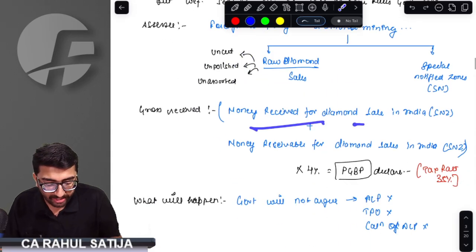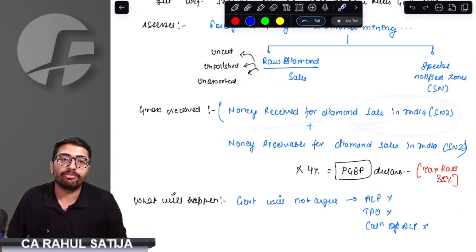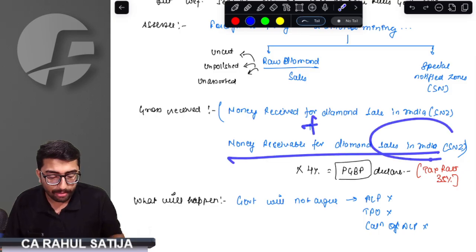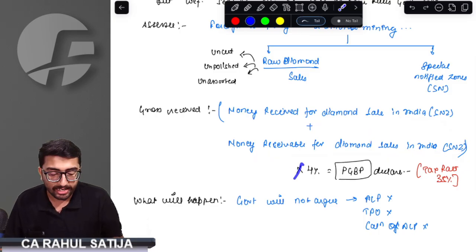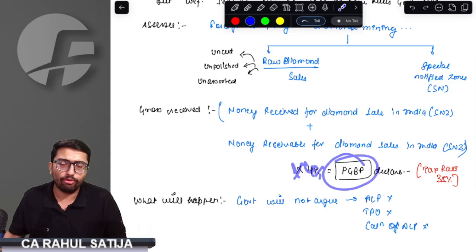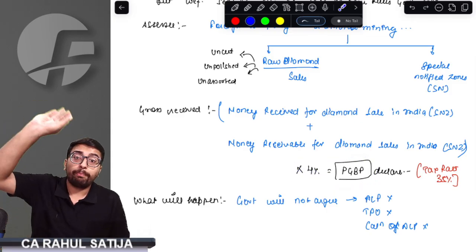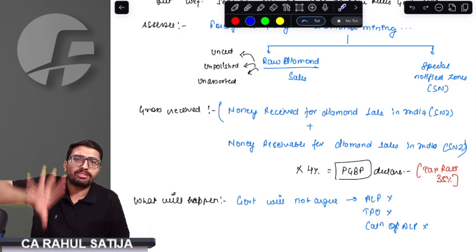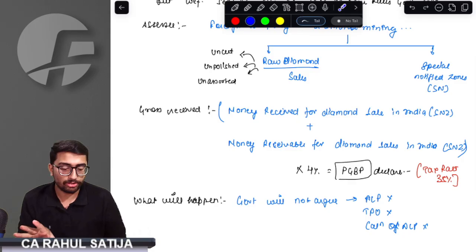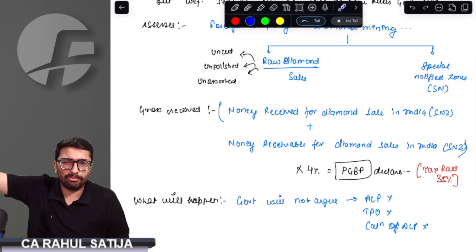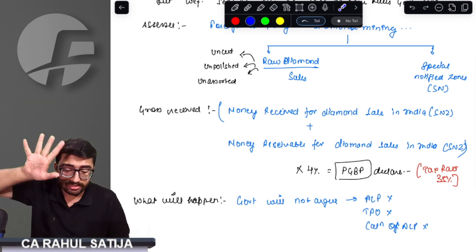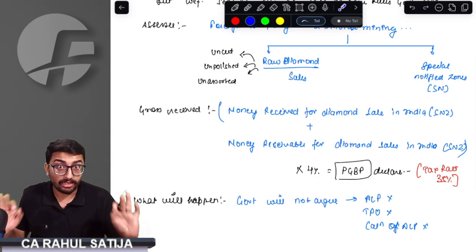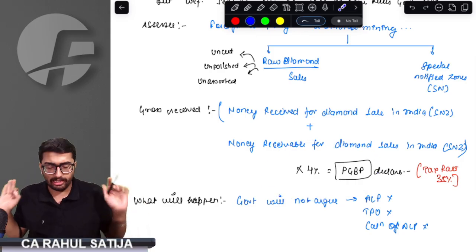Then for the money received or receivable for sale of diamonds in India in special notified zones, it has to offer 4% as PGBP. Remember, PGBP is 4%. Even in safe harbor rules, income is 17-18%, 24%. The tax rate would still be 35% for a foreign company; for a domestic company offering 17-18, the tax rate might be 25-30. But sir, these are not tax rates. These are income rates, the amount of income that has to be declared.